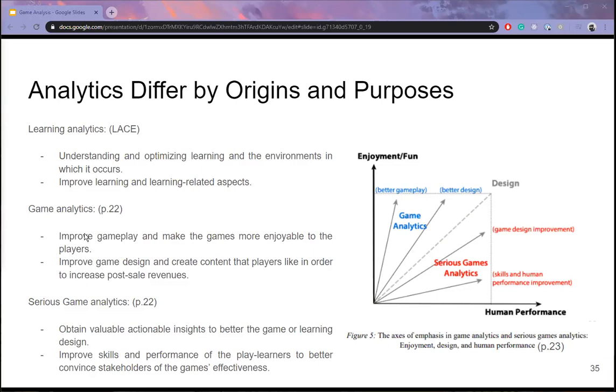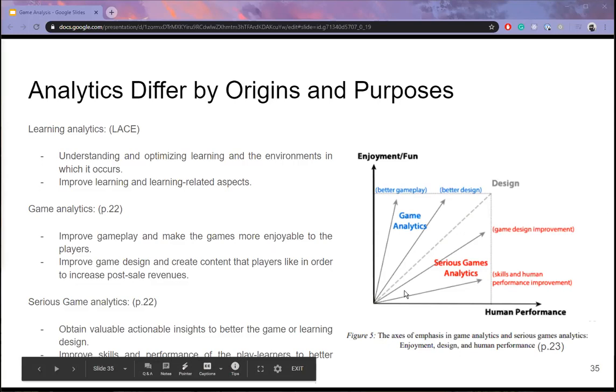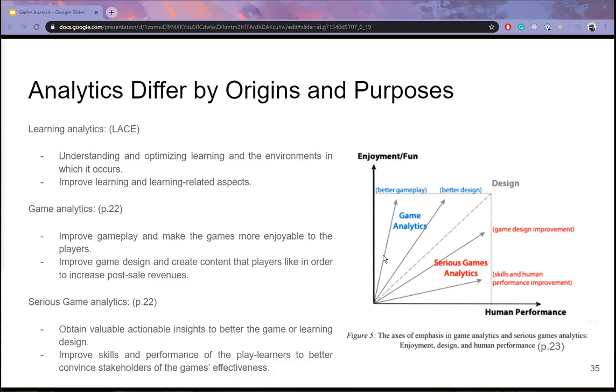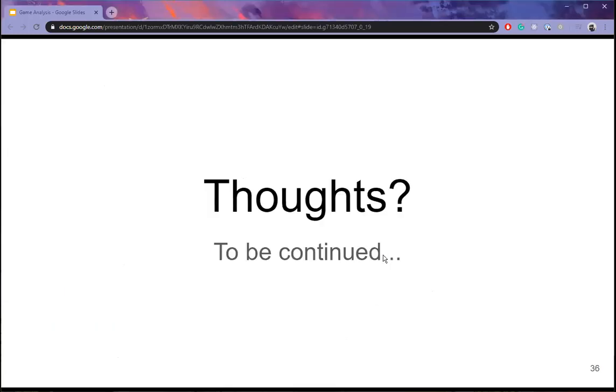So when it comes to analytics, at this time I think it's still a very open question waiting for answers. There are a lot of proposed methods for this, but until there's better evidence available that learning analytics and game analytics can be transferred into serious game analytics, this field remains unfinished, I guess. And that concludes our first part of the presentation. Any questions?